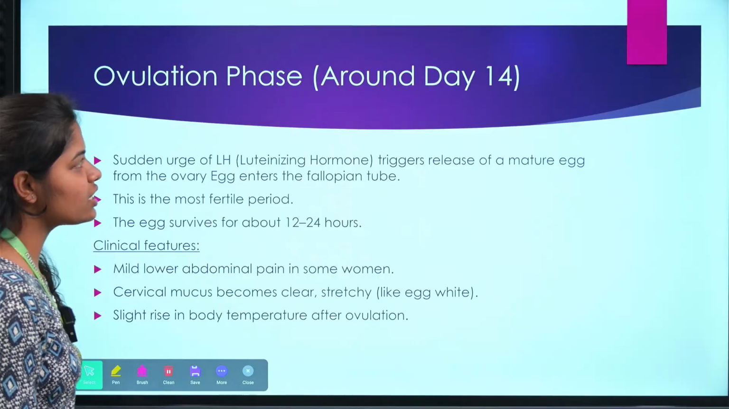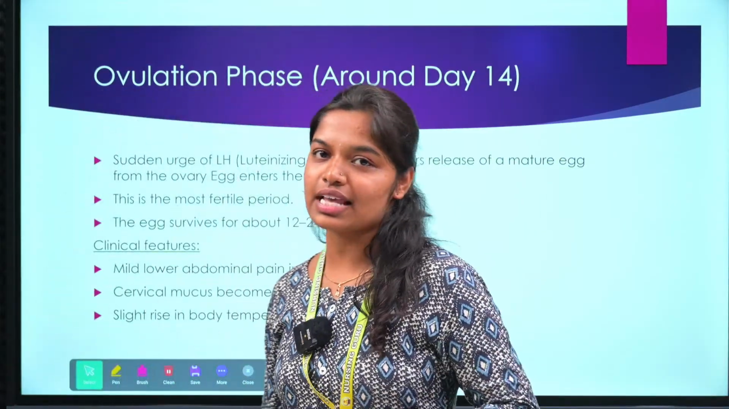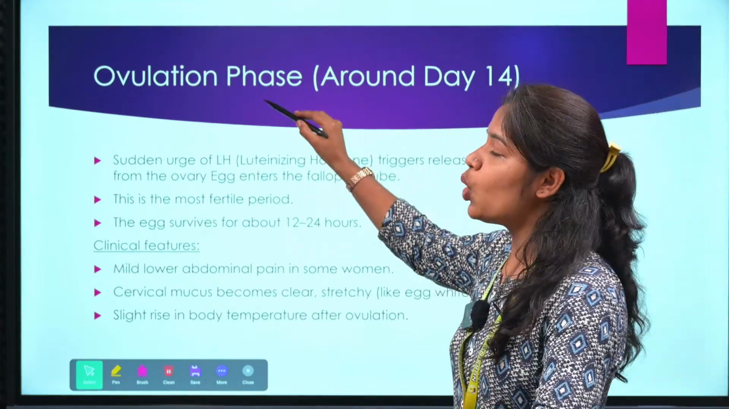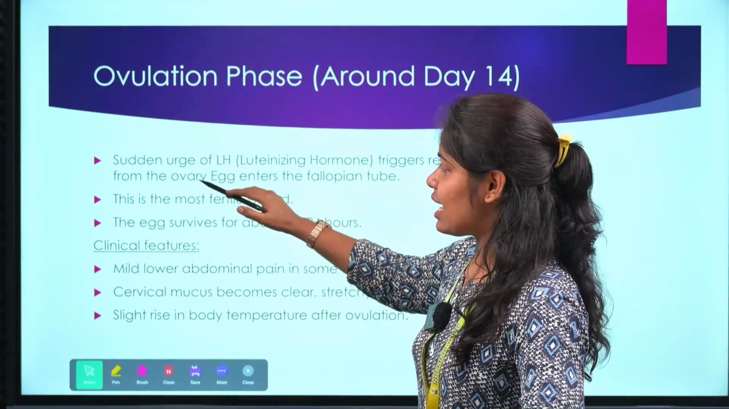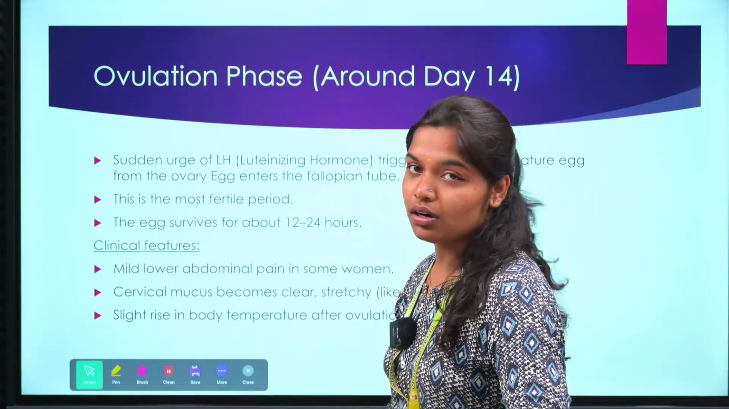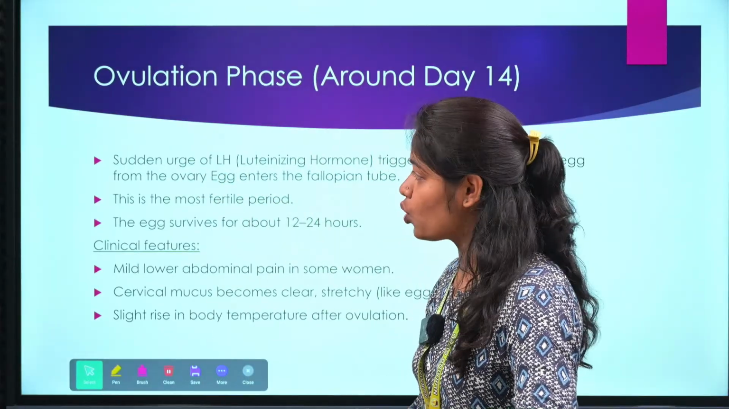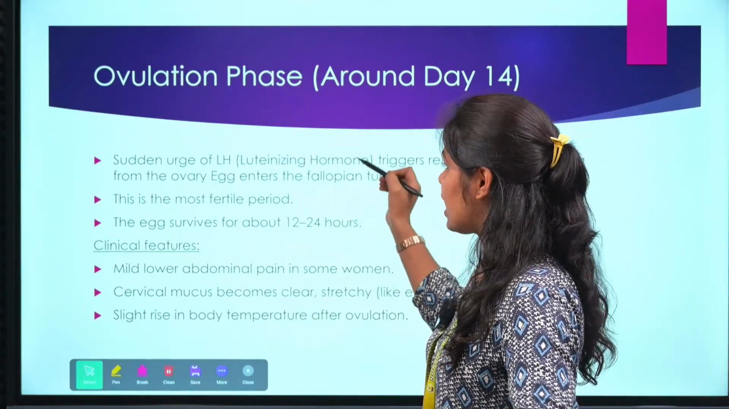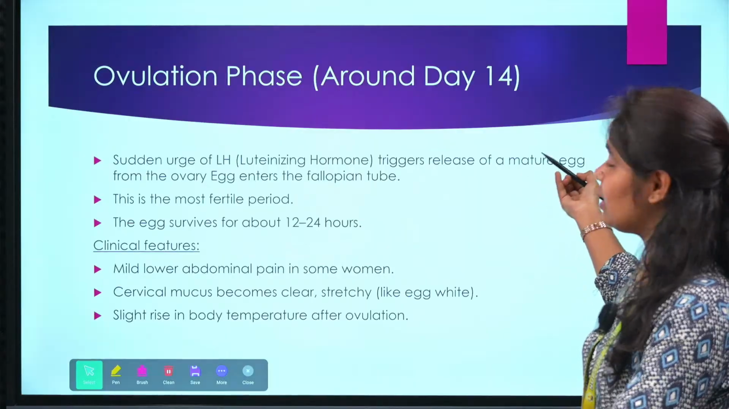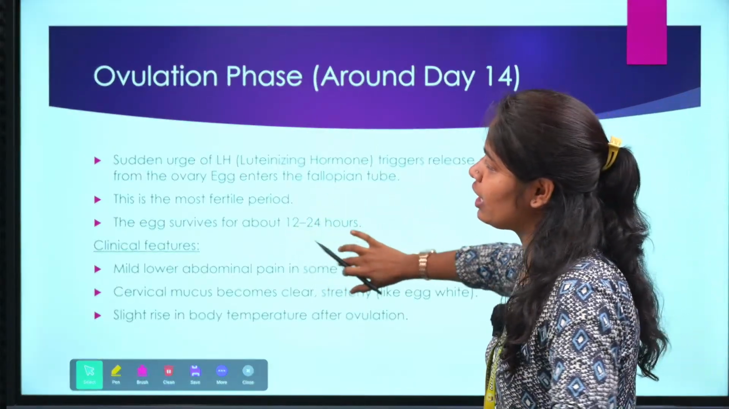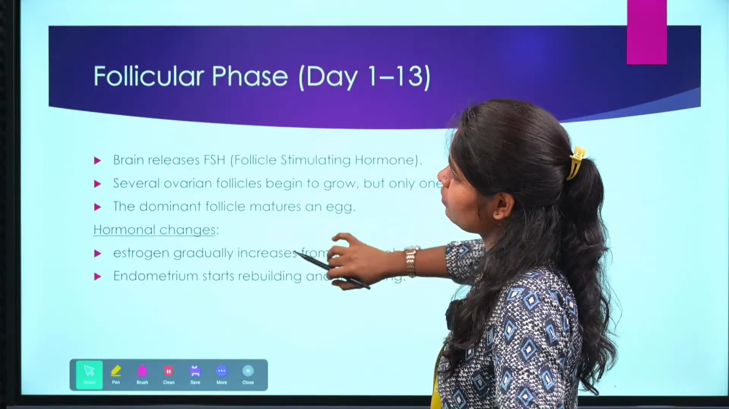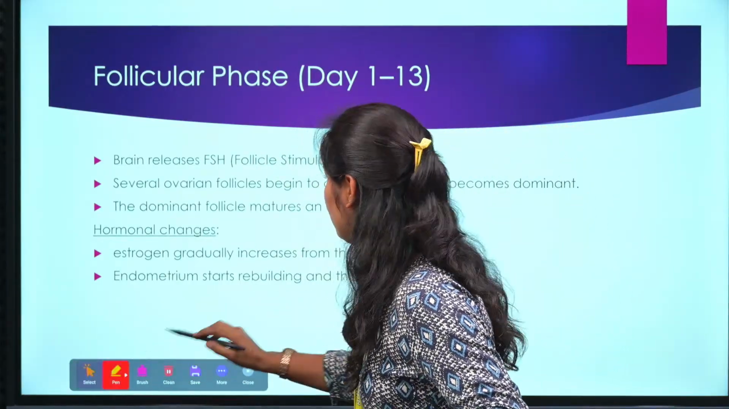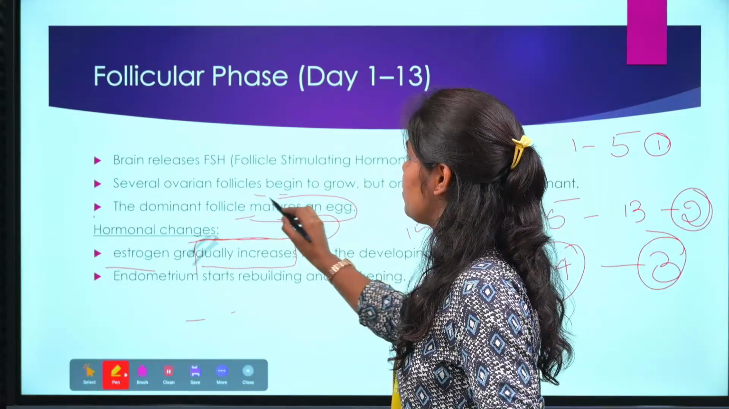Next is the ovulation phase. The ovulation phase is around the 14th day. The 14th day of menstruation, we will call the ovulation phase. Suddenly in this phase, what things are going to happen? A sudden surge of LH. LH is luteinizing hormone. It helps to trigger the mature egg. The mature egg is already prepared in the follicular phase.